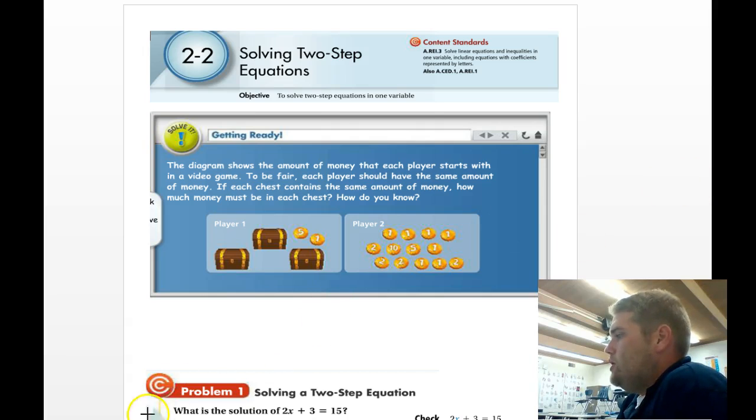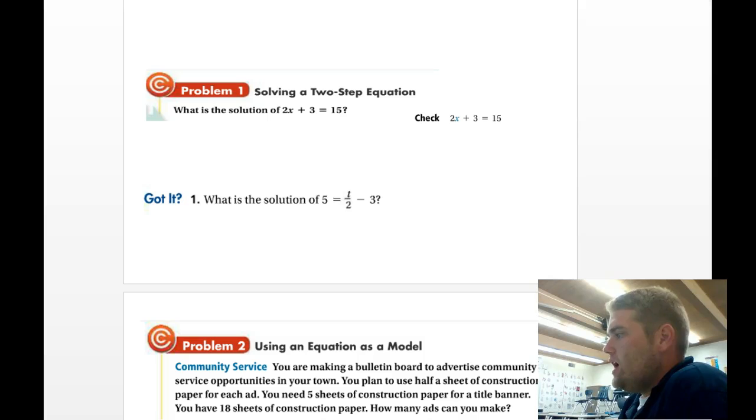Okay, so I'm going to go down to problem 1. Just like in block day, we are solving for the variable. My variable is x, and I want to get it by itself. However, there's a lot going on over here. So I have 2x plus 3 equals 15.